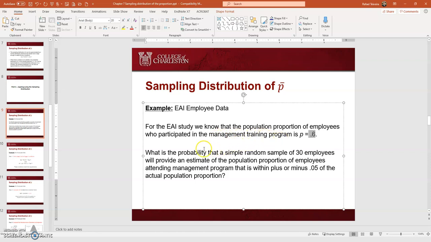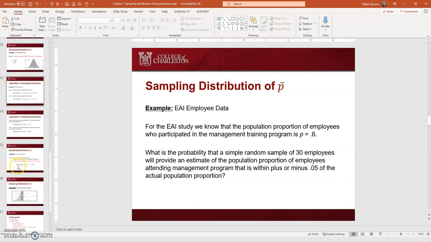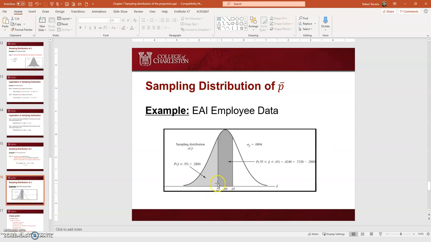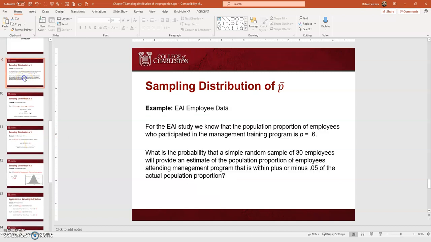Okay, so what we want to know is what is the probability that a sample of 30 employees can provide an estimate of this proportion that is within plus or minus 0.05 of this actual population proportion. So we want to establish certain limits for where the estimate of the sample proportion can be. What's the probability that a sample will give us an estimate between these two numbers? That's another way of saying the same thing.